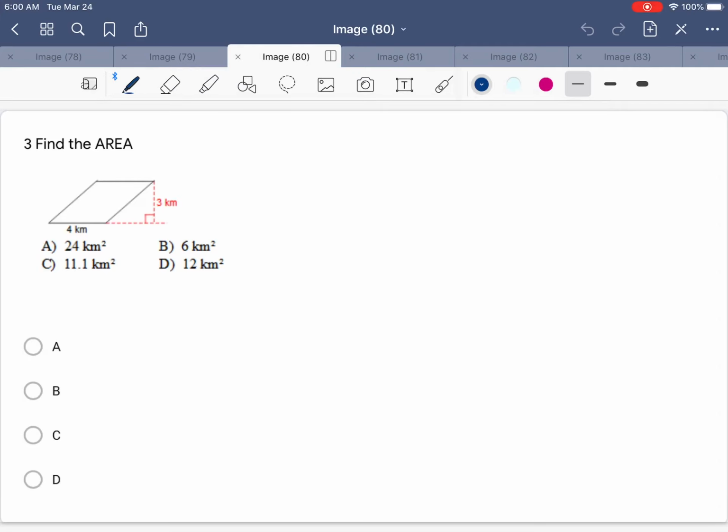Number 3, finding area. Okay, this one looks a little bit different, and that's because it is the area of a parallelogram, which again is really not anything different. It's basically asking the same thing, but the formula is just worded a little bit differently. It's area equals base times height. But let me show you how it's basically still the same thing.